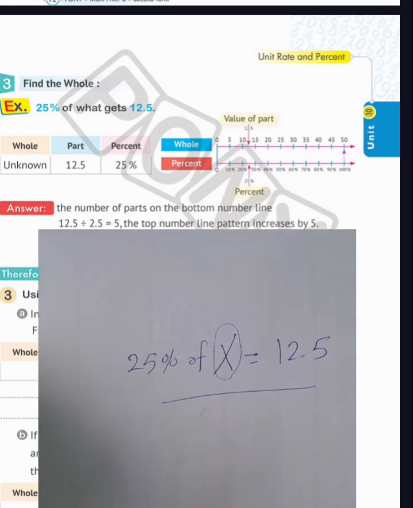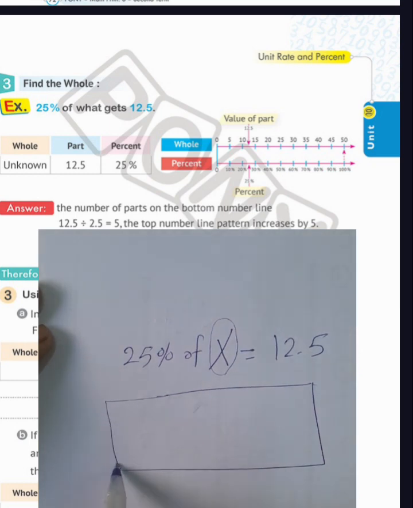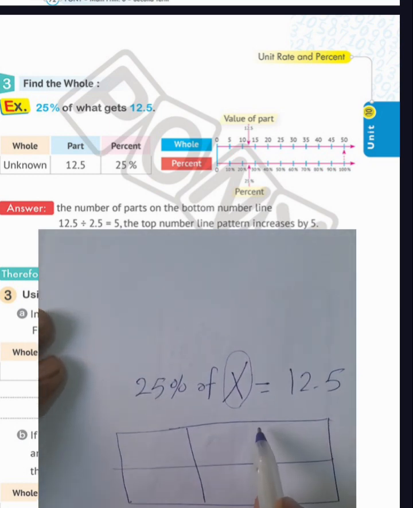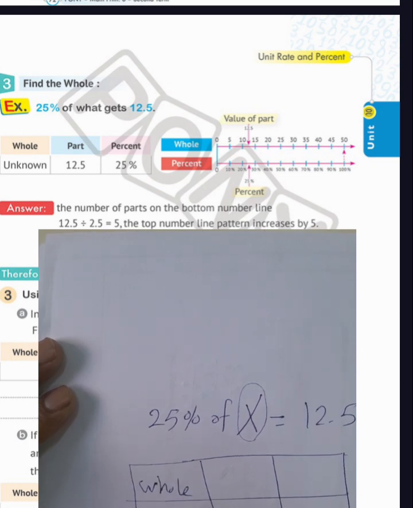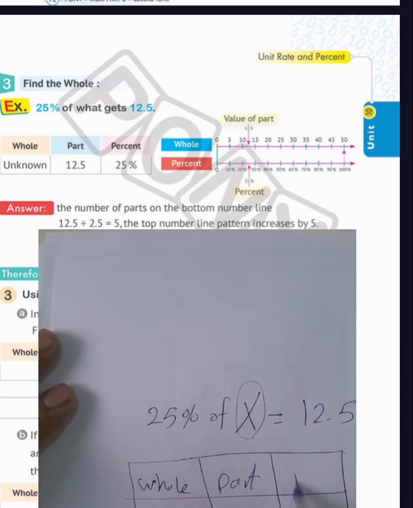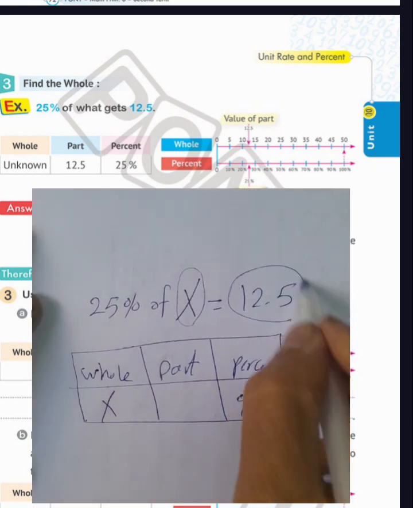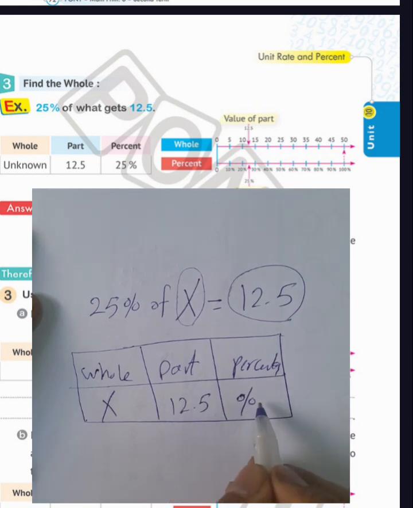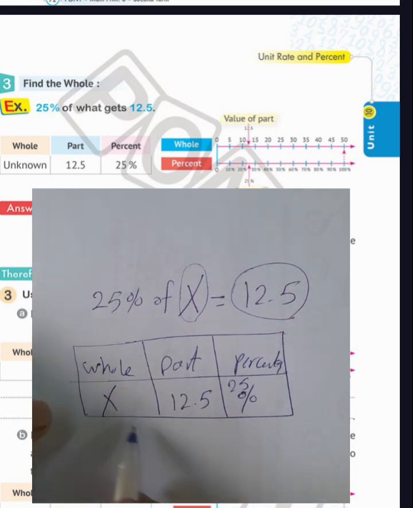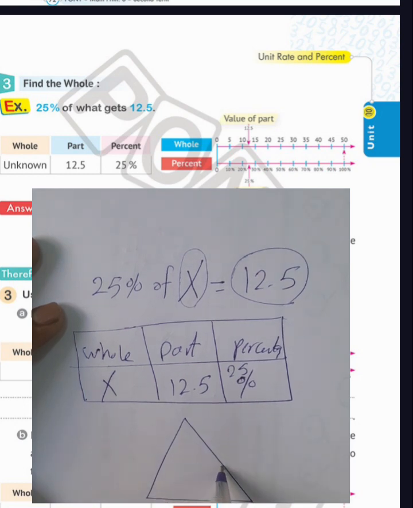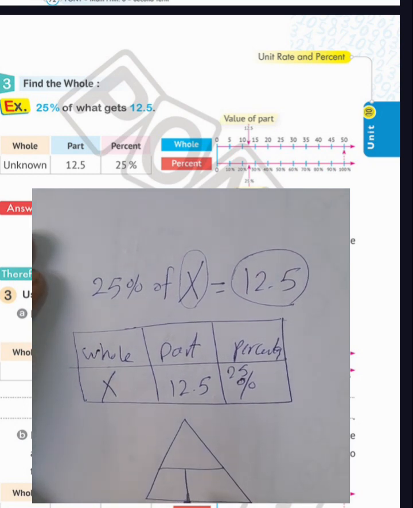Okay, draw the table here and divide it into 3 parts. Here whole number and here part, percentage. Okay, the whole number was x and the part was 12.5 and the percentage was 25. To find the whole number from this triangle, we have here part 12.5 and whole number and percentage.